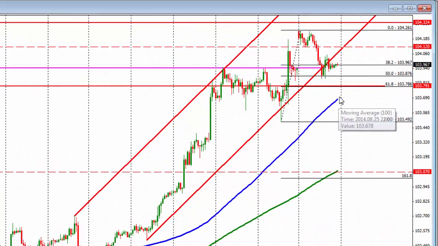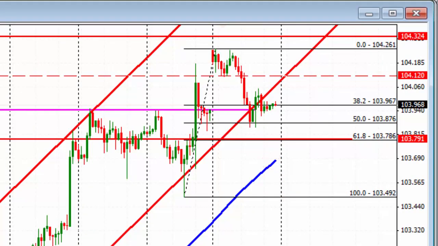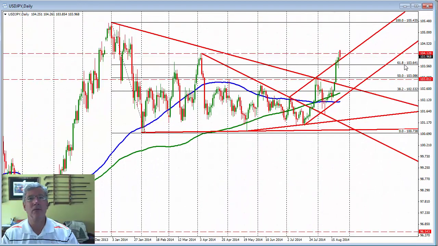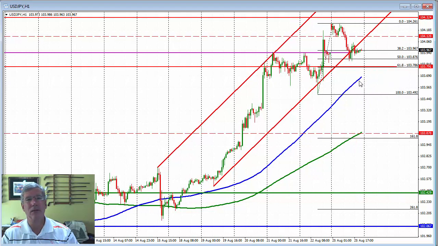Also, if we move lower, watch the 100-hour moving average at 103.679. What is that? Just above that 61.8% retracement. 103.679 is where it comes in. Here's the 61.8% retracement. So we're going to be watching. This is going to be a key level if the market rotates to the downside in early trading overnight. Look for that support against the 100-hour moving average, against the 61.8% retracement.